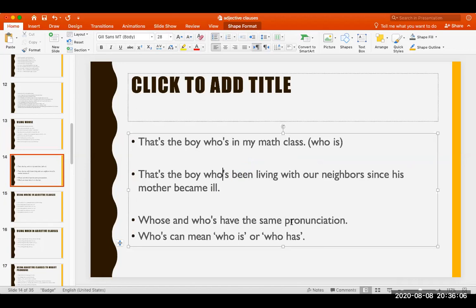Who's and whose have the same pronunciation. Who's here can mean who is or who has. How can you not confuse this? Remember, whose, this one, is always followed by a noun.